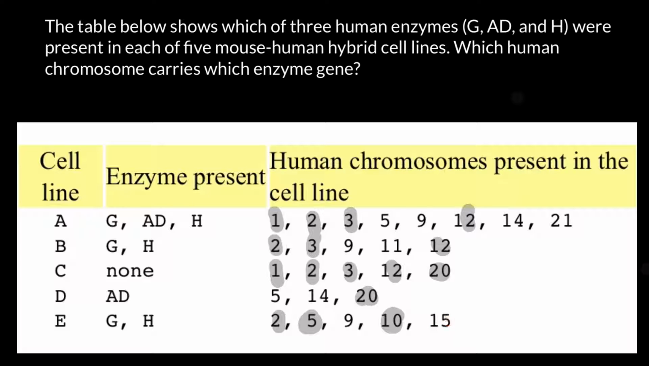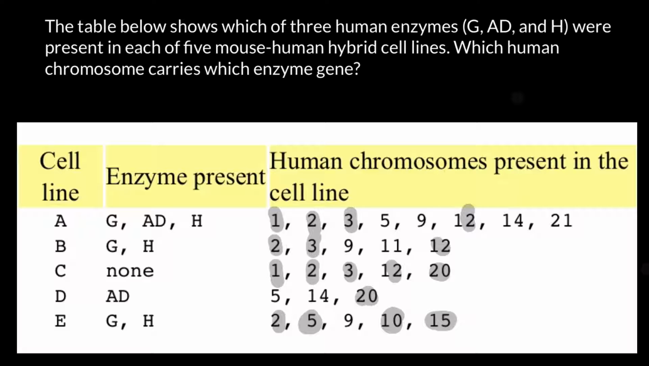And the same is true for chromosome number 15. It is present in cell line E, but it's absent in cell line B, and still cell line B can produce both these enzymes. So we know that these 2 enzymes don't have genes on chromosome 15. So we can exclude this chromosome. So we are now left with only 1 chromosome here, and still we have 2 enzymes produced. That means that on this chromosome we have both genes.